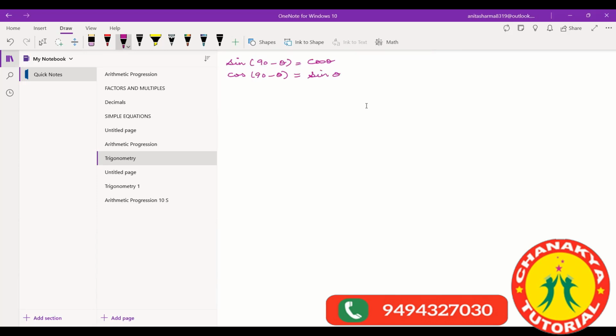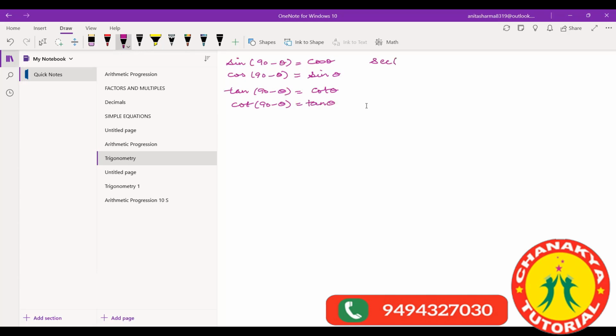Sumukh, what are the other two, beta? Sumukh, tan 90 minus theta is equal to, tell me. Cot theta, right? Yes, ma'am. Cot theta. And cot 90 minus theta? Tan theta. Yes. What about secant? Yes, I am going to do it.